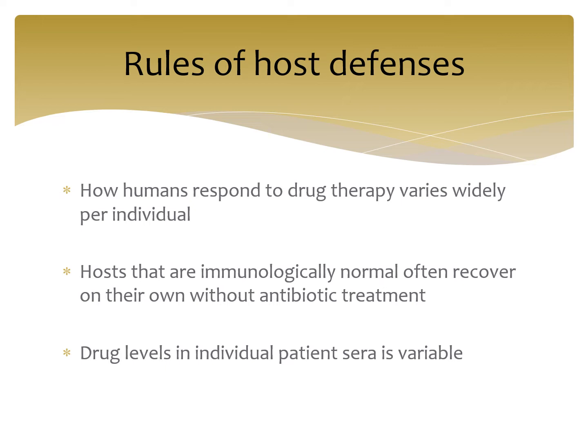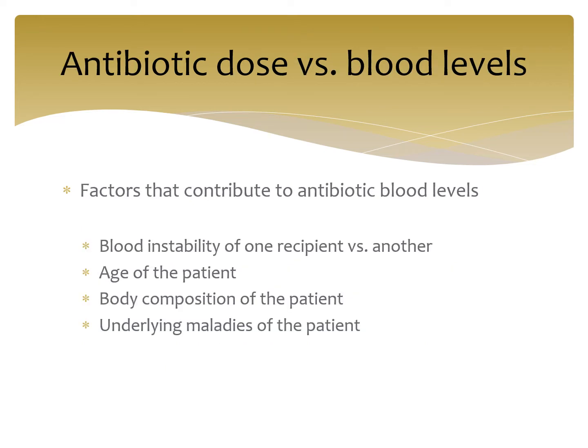And then drug levels in individual patients' sera can be variable. So it might be concentrated at one level in one patient and be concentrated in the serum of another patient at a different level. There are several factors that contribute to antibiotic levels in the blood. Some things that can actually contribute to that would be the blood instability of one recipient versus another. This is called the hemodynamics of your patient, how blood essentially circulates within the body.